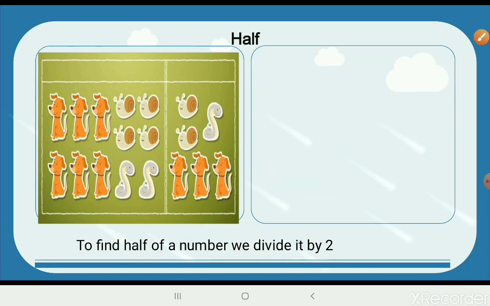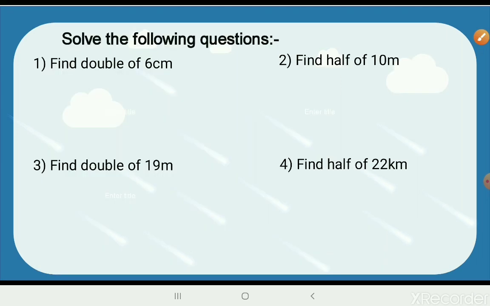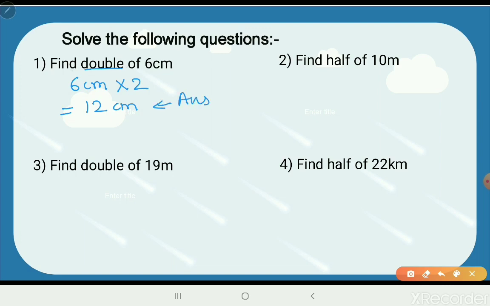Okay, so based on these two concepts, there are some questions which we are going to do now, applying that into our length. First question says, find double of 6 centimeter. Always remember, if it is written double, double means you have to multiply by 2. So 6 centimeter, we have to multiply it by 2 to find its double. So 6 twos is 12 centimeter. This is your answer. So double of 6 centimeter is 12 centimeter.